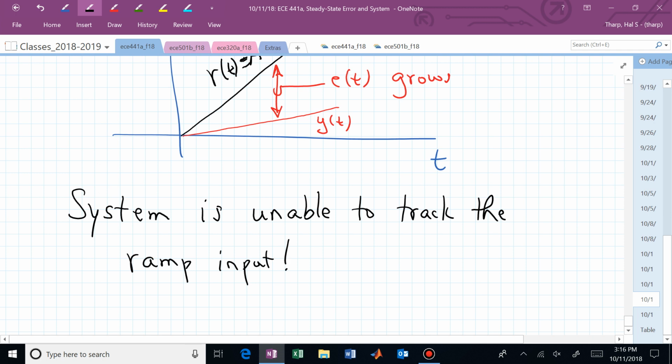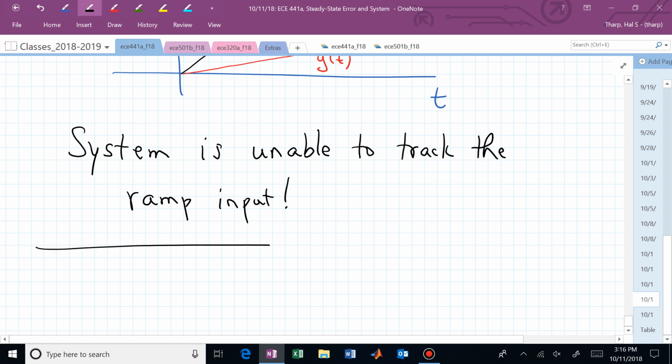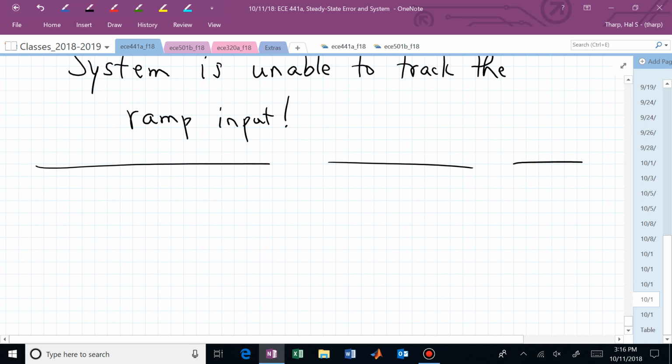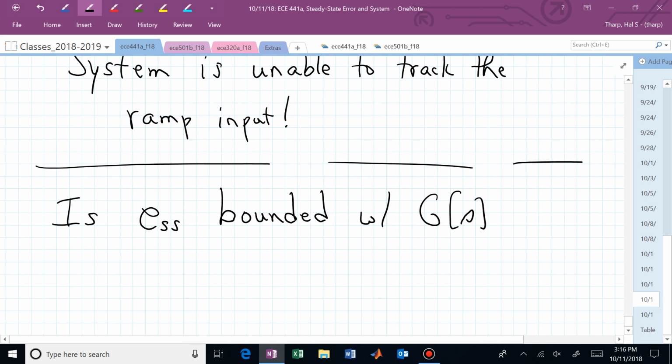The error between where we want to be, r of t, and where we are actually at, y of t, grows as a function of time. That's going to be true for the plant from part B as well. Now let's look at what happens for a different system type. Is the steady state error bounded with our third plant, which was in fact a type 1 system?